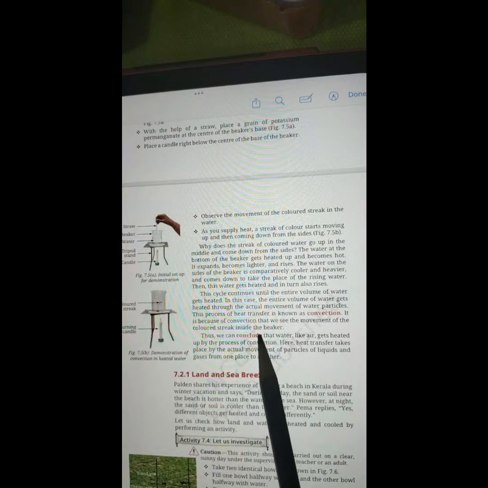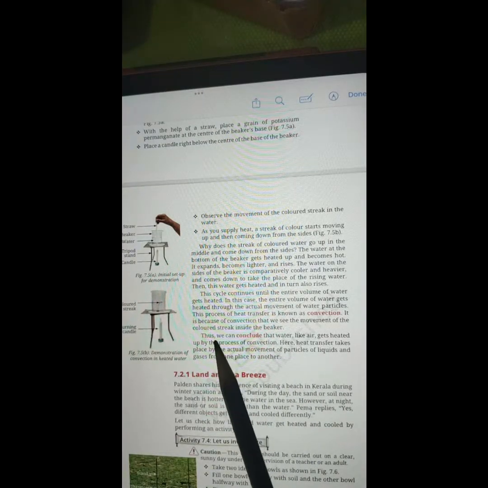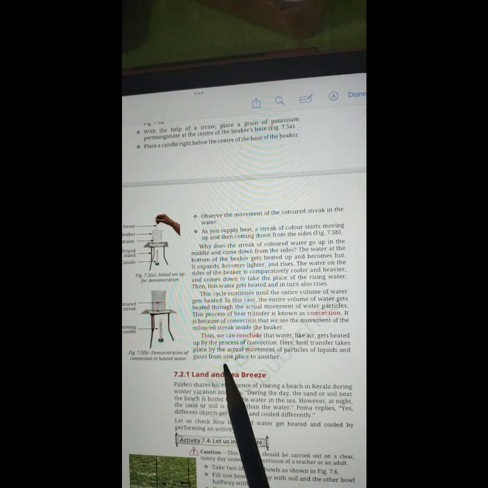It is because of convection that we see the movement of colored streak inside the beaker. Thus, we can conclude that water, like air, gets heated up by the process of convection. Here, heat transfer takes place by the actual movement of particles of liquids and gases from one place to another.